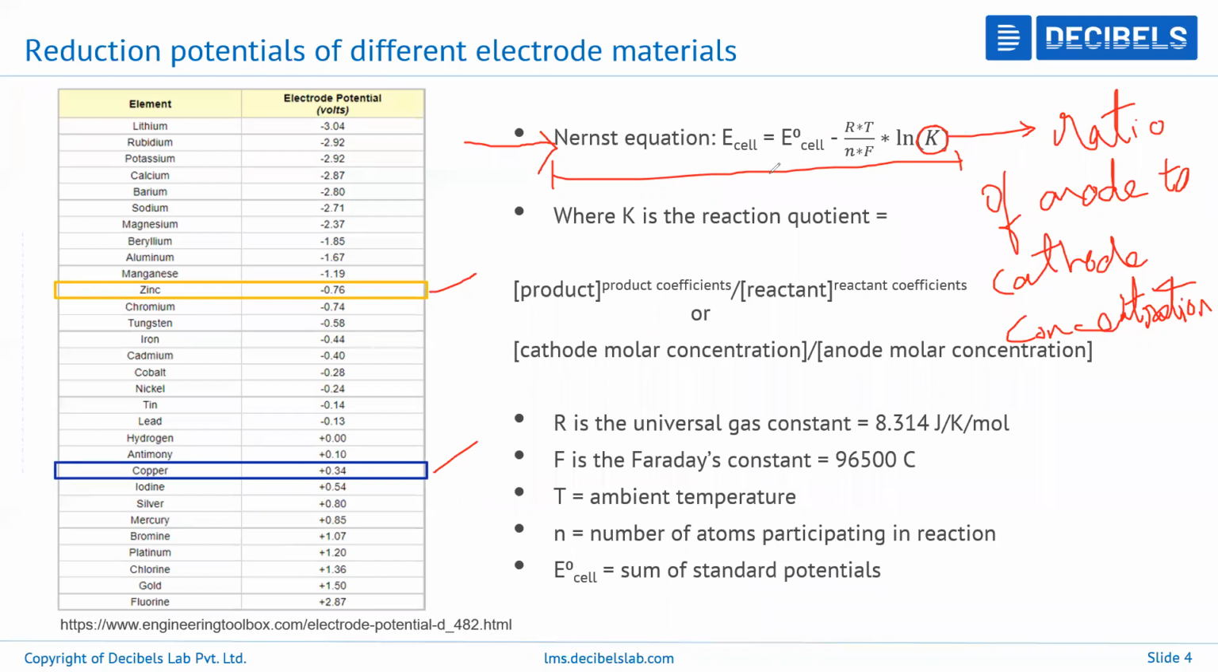As I said, it is an equation that relates the total cell potential. E cell is the total cell potential. E naught cell is the standard cell potential. R is the universal gas constant. T is your ambient temperature. N is the number of electrons participating in the complete reaction, so in your entire redox reaction. F is a constant called the Faraday's constant. And K, as I said, is your molar concentration ratio, also called the reaction quotient.